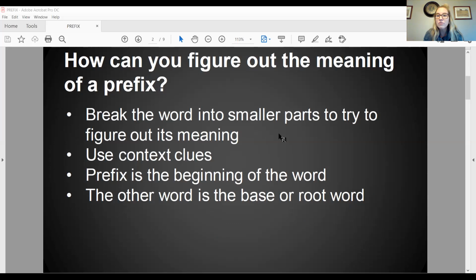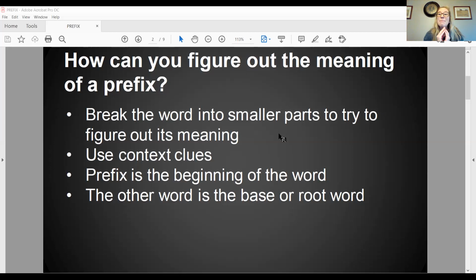So, how can you figure out the meaning of a prefix? Well, we know we can break words apart into smaller pieces. We know how to do that. If you're having trouble doing that, you can use the context clues. So in a sentence, if I said, I overlooked problem number 2 on the test and got it wrong, I could use got it wrong to sort of figure out what overlooked means. Overlooked means I missed that question. So you could use context clues.